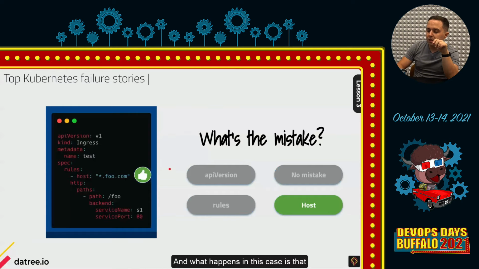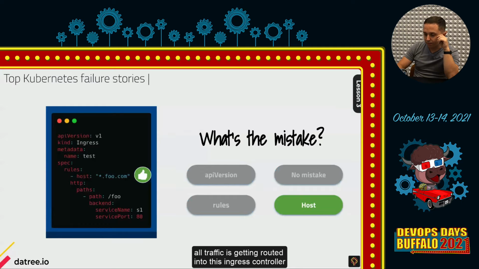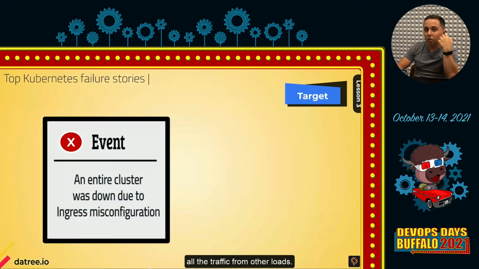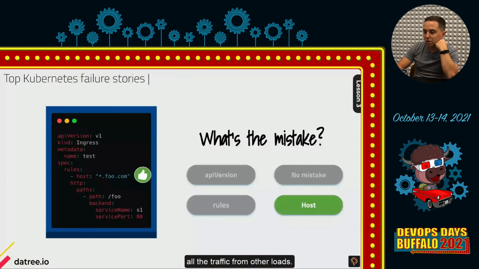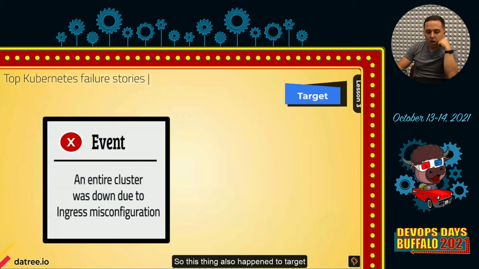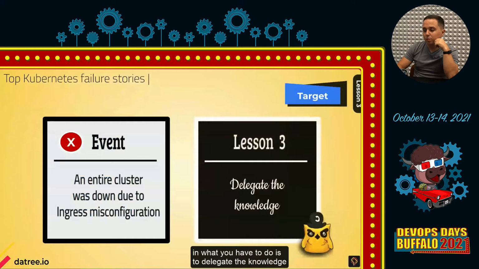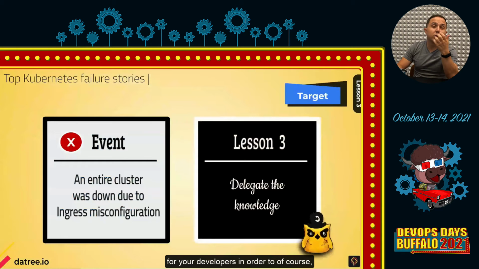And what happens in this case is that all traffic is getting routed into this ingress controller. And it is actually accumulating all the traffic from other loads. So this thing also happened to Target. And what you have to do is to delegate the knowledge to your developers in order to, of course, use the configuration in the right way.